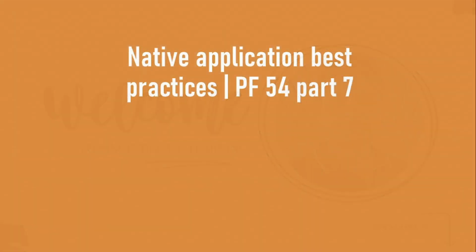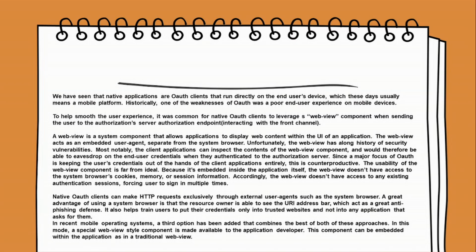Okay, so let's discuss PF54, the last part 7, native application best practices. I think we already have some idea that for native applications nowadays we are going with the PKCE flow. But let's quickly discuss this. We have seen that native applications are OAuth clients that run directly on the end user's device, which these days usually means a mobile platform.